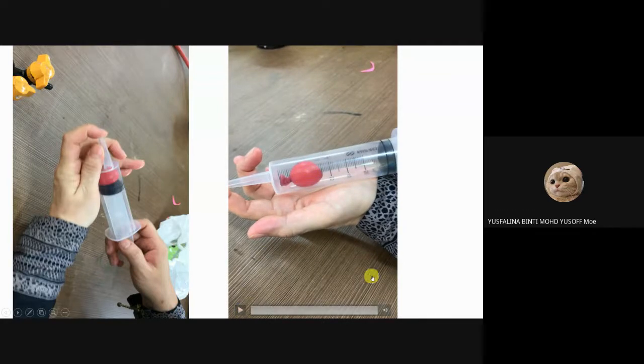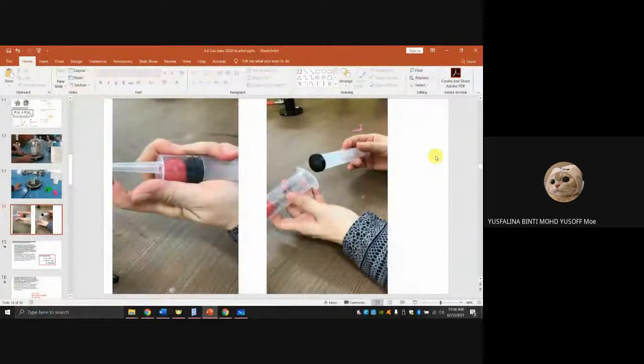balloon smaller. Then when it pulls out the syringe, the balloon becomes bigger because the pressure outside is decreasing, so it becomes bigger again. So this is actually the Boyle's law activities to show Boyle's law.